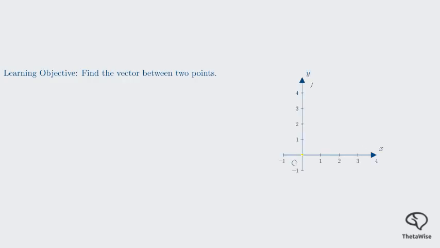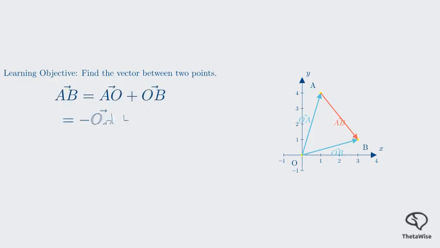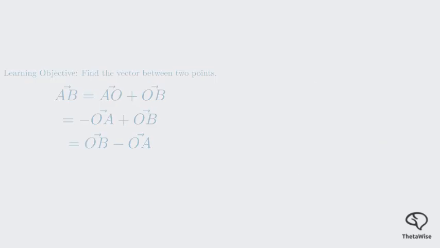Using the triangle rule for vector addition, we can get from A to B by first going from A to the origin, and then from the origin to B. This translates to the vector equation: vector AB equals vector AO plus vector OB. Remember that vector AO is the negative of the position vector OA, so we can write this as OB minus OA. So, the displacement vector from A to B is found by taking the position vector of the terminal point B and subtracting the position vector of the initial point A.